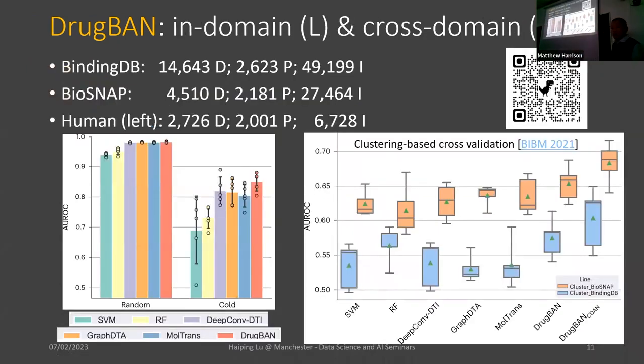So here are some results. Firstly, I will show you, from left to right, different ways of evaluation. On the leftmost is random split. That's more like a textbook way of evaluation. Let's say you have a data set, you randomly split your data set into training and test, and then do the performance evaluation.